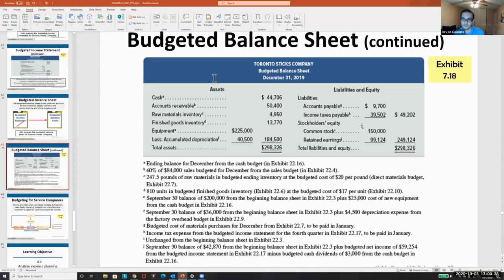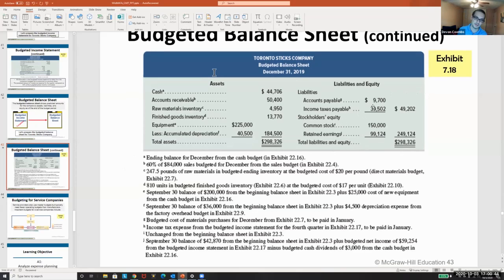Our accounts payable, we get from our purchasing budget, and then we just take the percentage of that purchasing at the end of December. So that's just from our purchasing. Income tax payable, we have calculated here from the budgeted income statement. Budgeted income statement here, 39,502. We sum this up. Our total liabilities are 49,202, and our common stock didn't change.